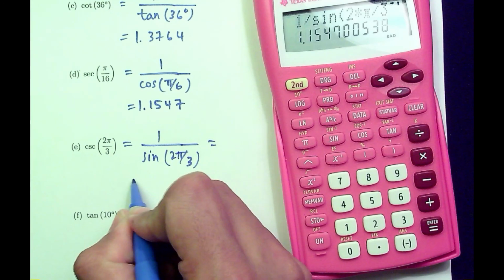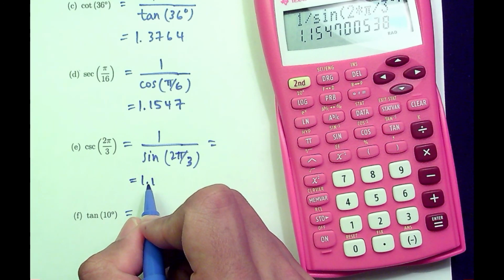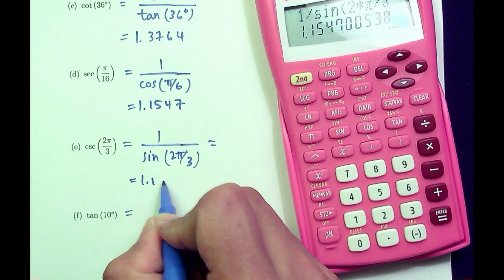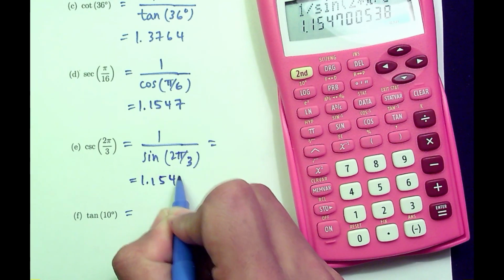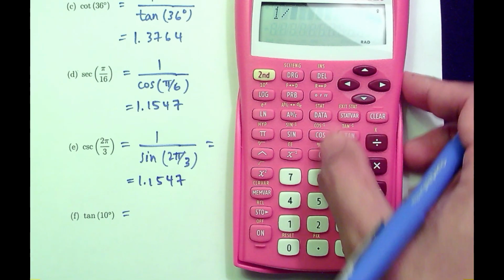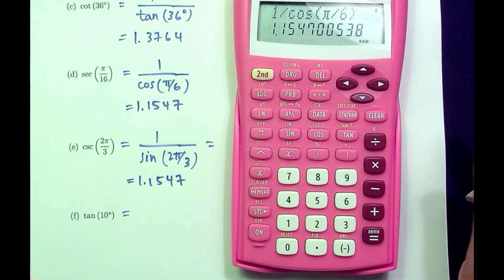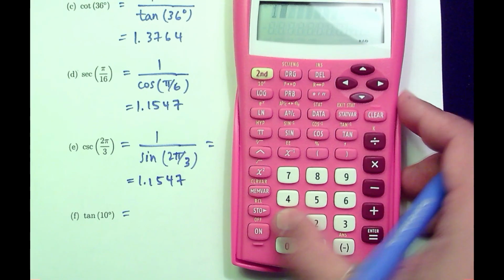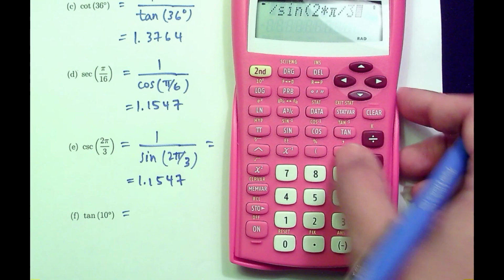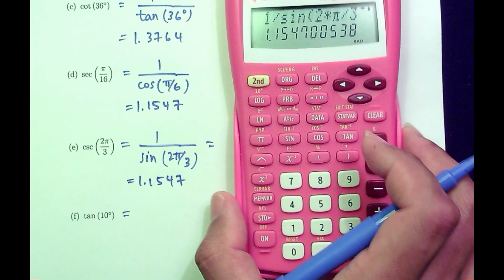And this is 1 point... How is it possible I got the same answer? Let me double check that. 1 divided by cosine of pi divided by 6. Interesting, we got the same thing. Now let's do this one more time: 1 divided by sine of 2 times pi divided by 3. Okay, the first few numbers are the same.